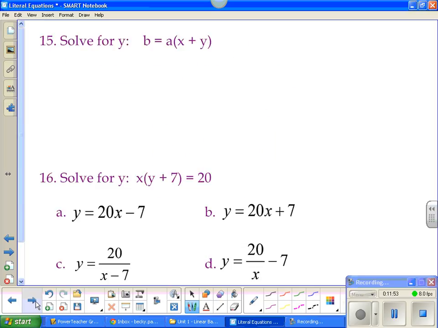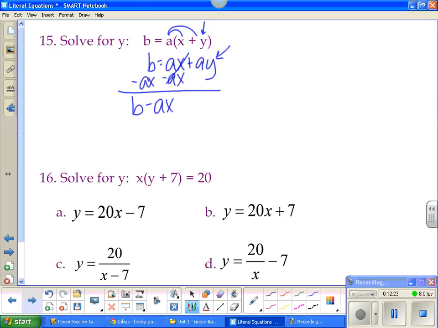Okay, now number 15 is different. I'm solving for y. And notice where y is. Y is inside the parentheses. So I now need to distribute to make my parentheses go away. So I'm going to distribute my A. Now to solve for y, I'm going to subtract the ax over. So I have b minus ax equals ay.